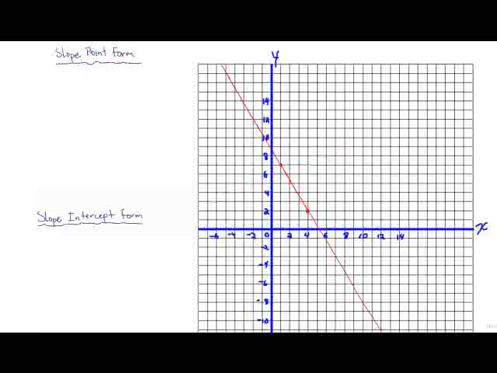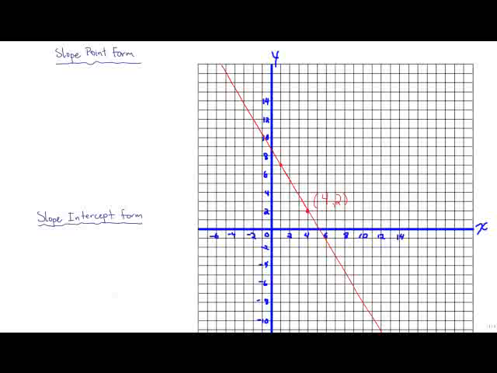So what we're going to do now is take a graph, and from that graph we're going to write the equation in both slope point form and slope intercept form. So we're going to start with slope point form. First thing we want to do is identify the coordinates of one point. So I have a point here. What we want to do is just quickly identify what the coordinates are. So we can see here the 4 on the x-axis and the 2 on the y-axis. So our coordinates are (4, 2).